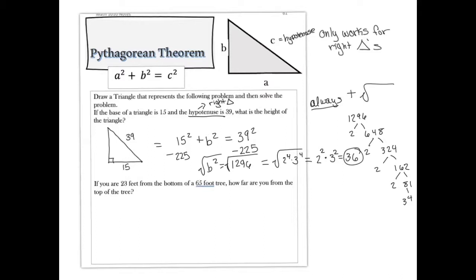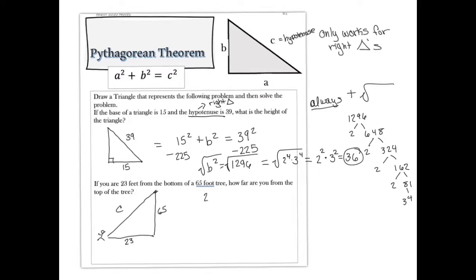Okay, so on this next problem, it says, if you are 23 feet from the bottom of a 65-foot tree, how far are you from the top of the tree? So if we draw this, we know that this is where you would be at. This is the top of the tree. And so how far you are from the top of the tree would be the hypotenuse. So we're trying to solve for C in this case. So you're 23 feet from the bottom, and it's 65 feet tall.